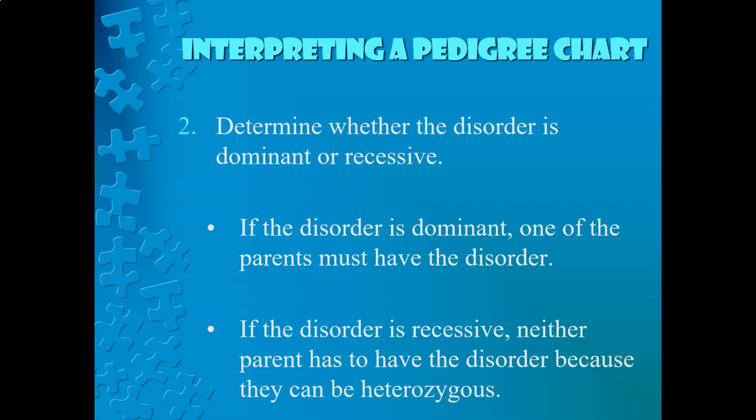Once I've determined whether it's autosomal versus sex-linked, then I want to know, is the disorder or the trait that I'm tracing dominant or recessive? If it's dominant, then at least one of the parents must have the disorder or the trait in order to continue seeing it. And so oftentimes you'll see this show up in virtually every generation. If it's recessive, on the other hand, neither parent has to have the disorder. They can both be heterozygote carriers for it and still end up with a child. So this is a situation where you might have it skip generations.